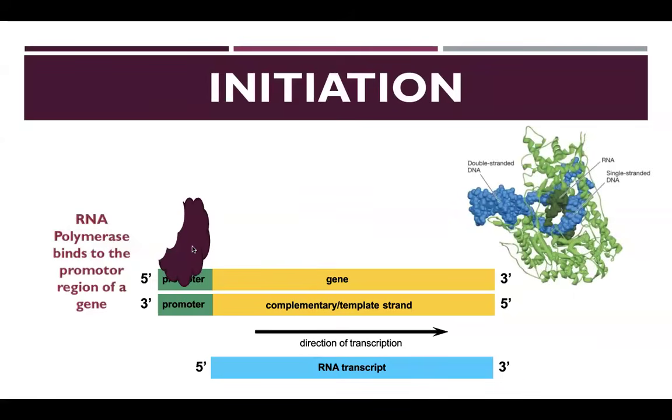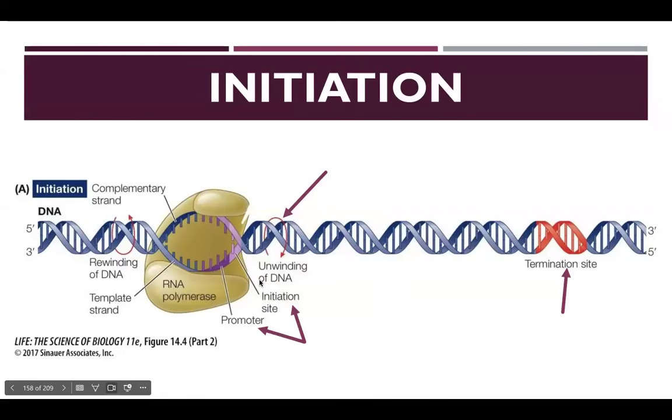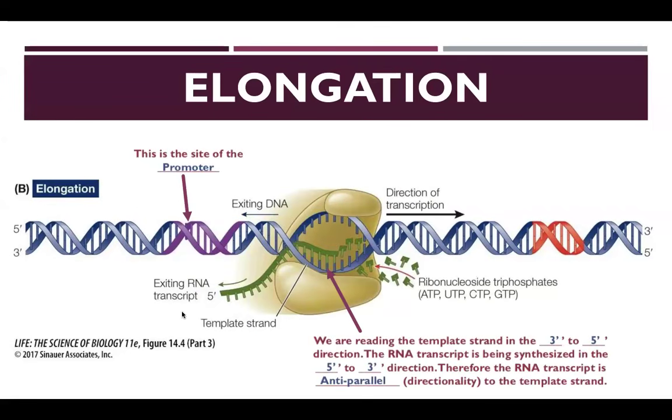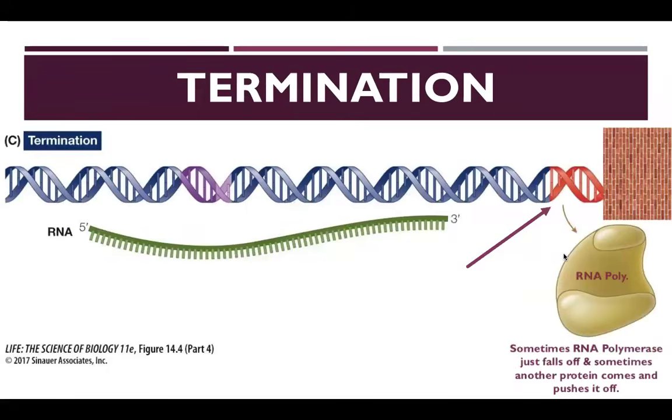So the RNA polymerase attaches to the promoter, but it's reading this bottom strand here, the 3' to 5' strand, and producing the RNA transcript in the 5' to 3' direction. So as RNA polymerase comes in and the DNA gets unwound, it reads the 3' to 5' template strand and creates the RNA until eventually it reaches the termination site.